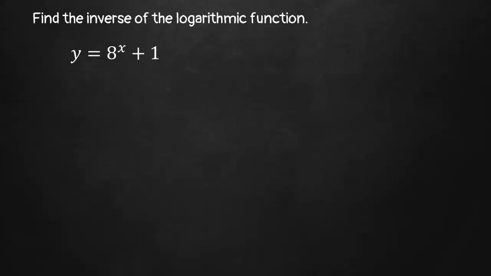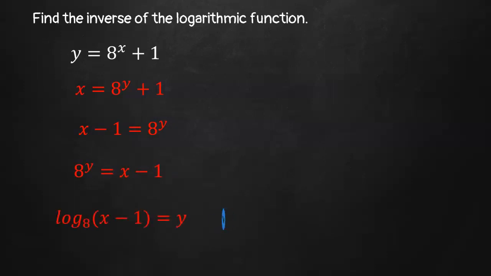Here's my final example. Notice that again, switch my x and y. My base is not by itself in this equation. So I have 8 to the y, and then I have that plus 1 at the end. So I will subtract that 1. And now that my base is isolated, I can move it to the left-hand side in order for me to rewrite in logarithmic form. So log base 8 of x minus 1 is equal to y.